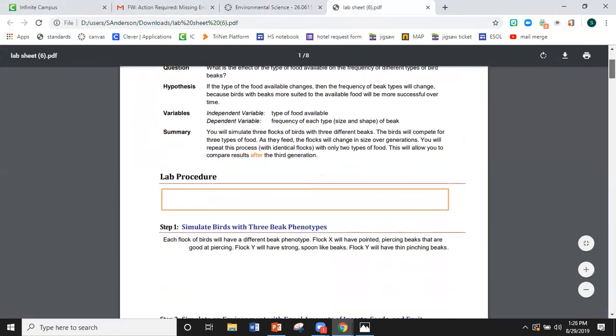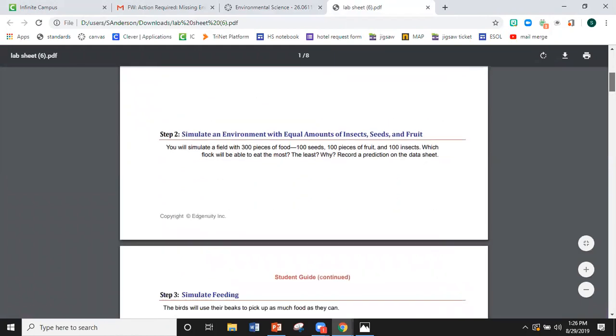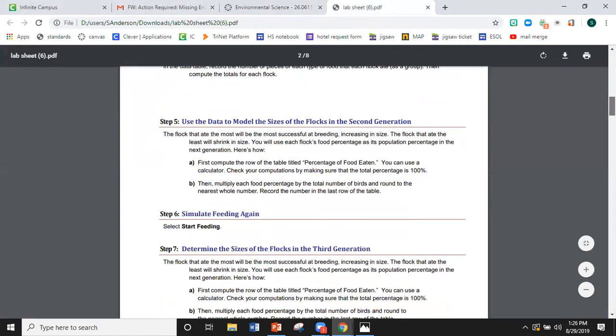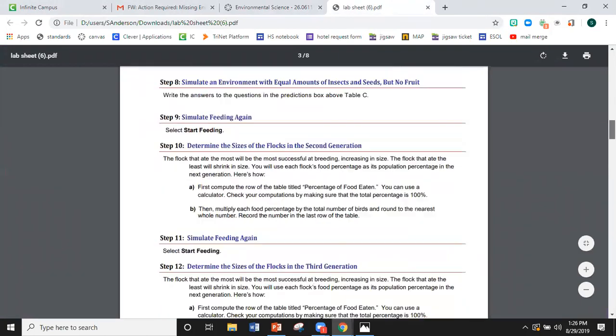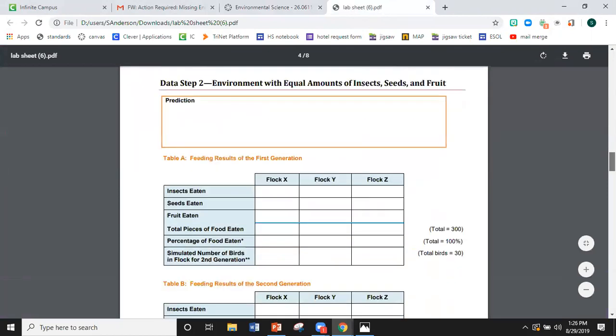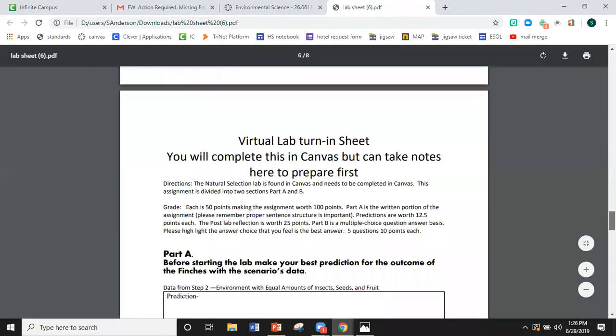These are the step-by-step directions. I'm going to skip this, and you are too, because we're going to go through it together. So I want you to skip on down to page 6.